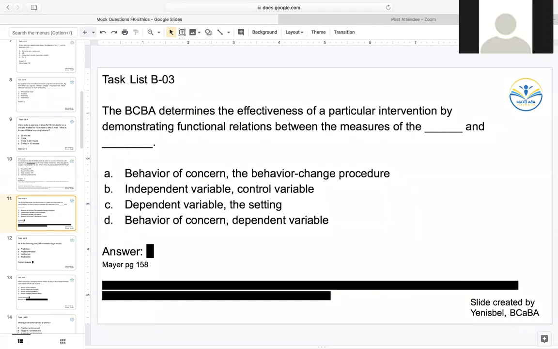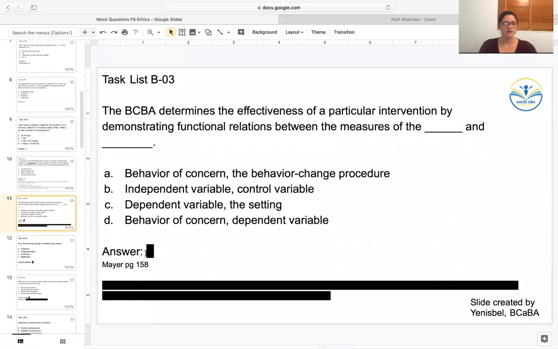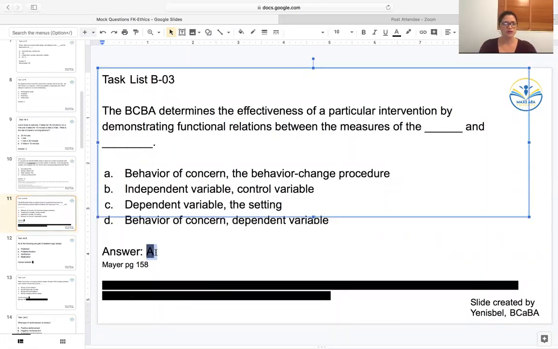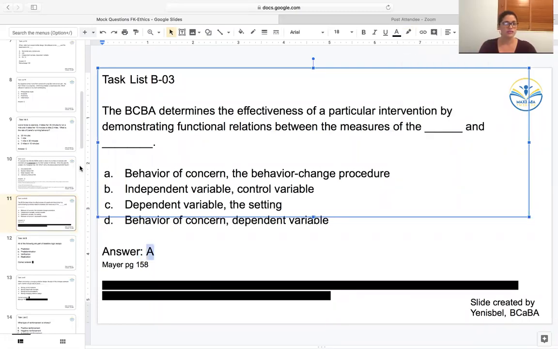I think it's B. Yeah, I think B too. Anybody else? We have 2 B's, right? I think 3, because 3 B's, yeah. 3 B's. Look, this one was a little trickier. As you can see, I made easier and a little bit trickier questions. So this one, I got it from Mayer, page 158. And why is it B?